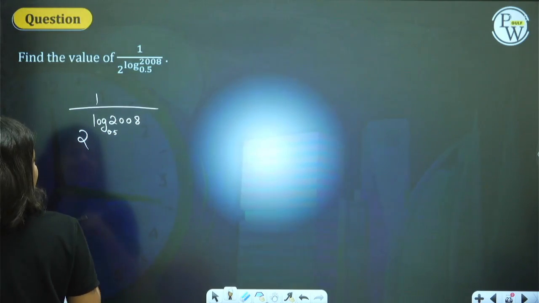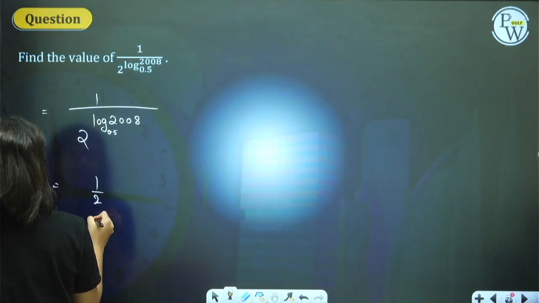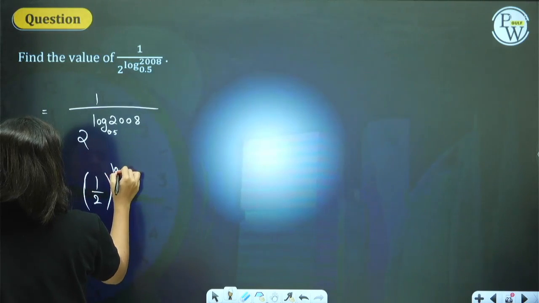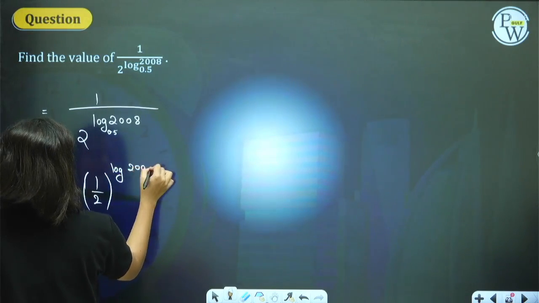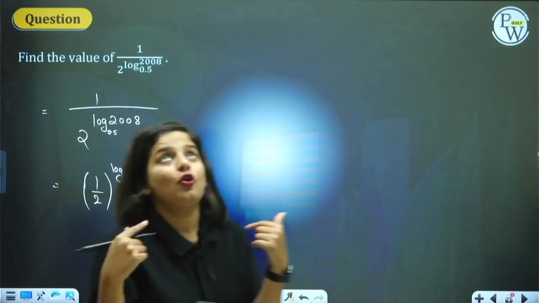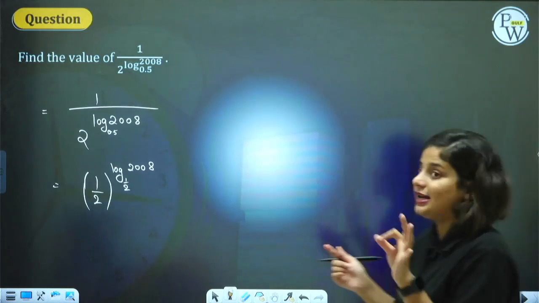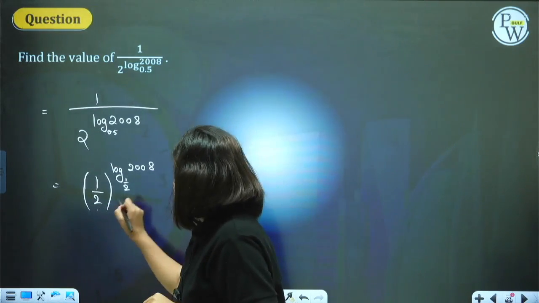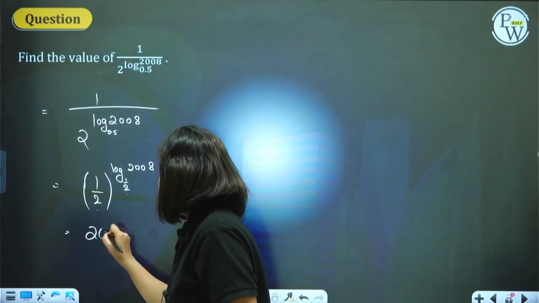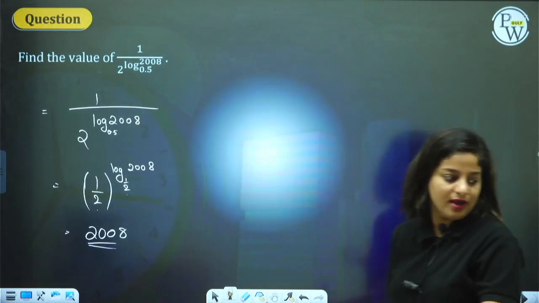Numerator is 1, so I might also write it like this. 1 upon 2, the whole raised to log of 2008, and 0.5 is nothing but 1 by 2. Can you recall property number 7? A raised to log b to the base a is b. If the bases are the same, we get the answer directly. 2008.